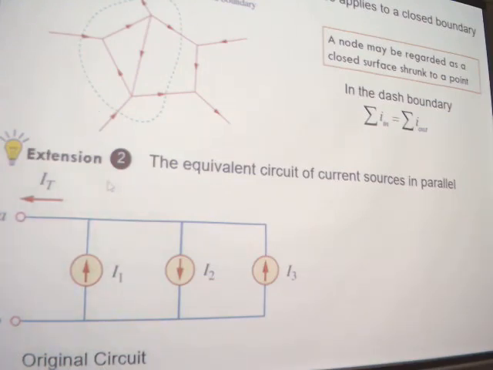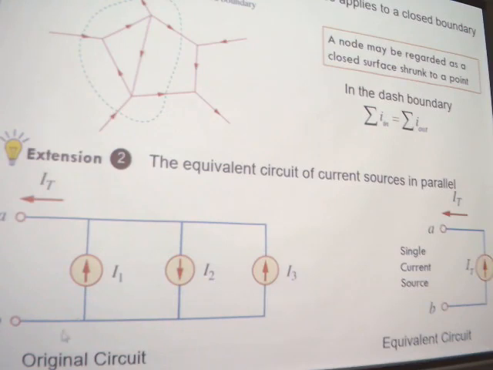Okay. The extension to the equivalent circuit of current sources in parallel. Here we can see this one is a simple figure, and we have I1, I2, I3. We have 3 current sources in parallel, and this can be considered as a single current source. This one and this one are equivalent.